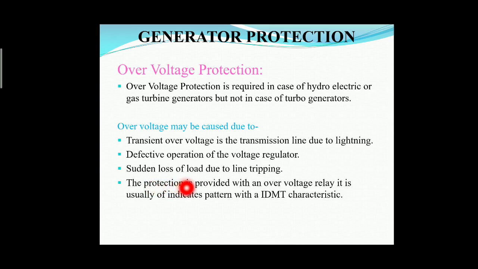Next, protection is provided with an over voltage relay. By using an over voltage relay, it usually has an IDMT characteristic. IDMT means inverse definite minimum time characteristics.